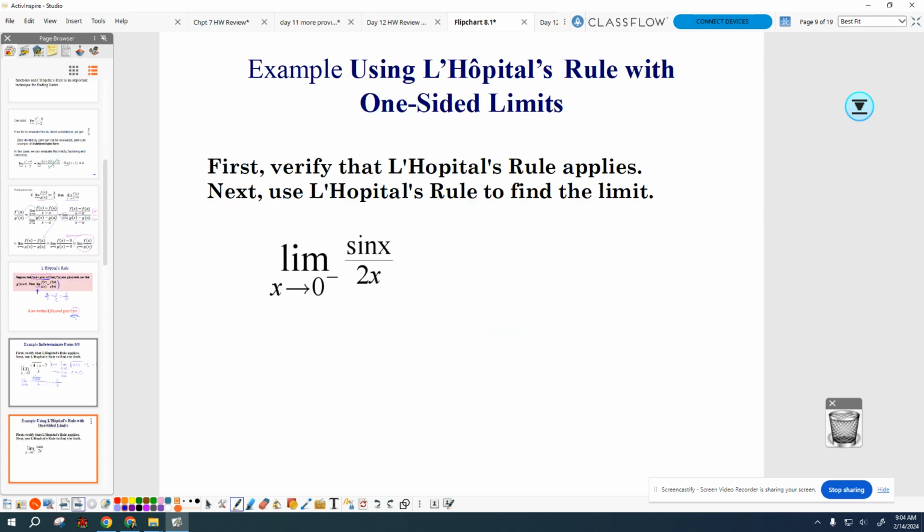Okay, pause the video, write it down, try and apply L'Hopital's rule, do the formatting of pulling the numerator out for both.